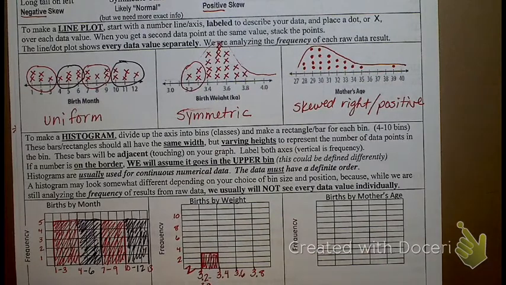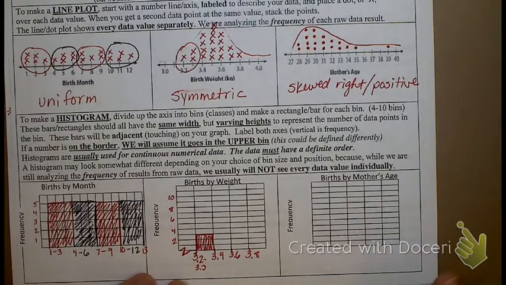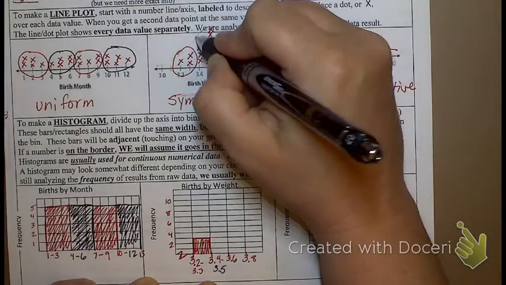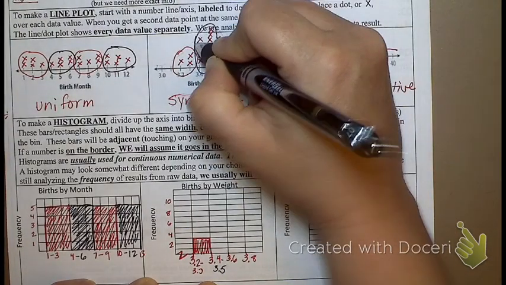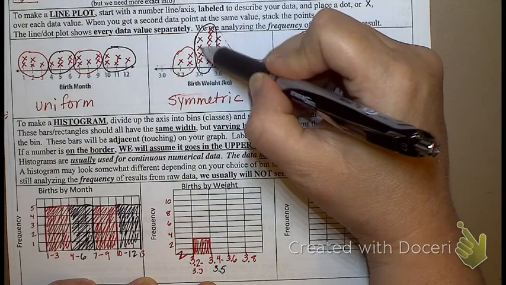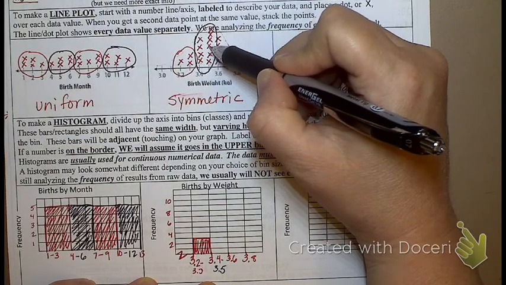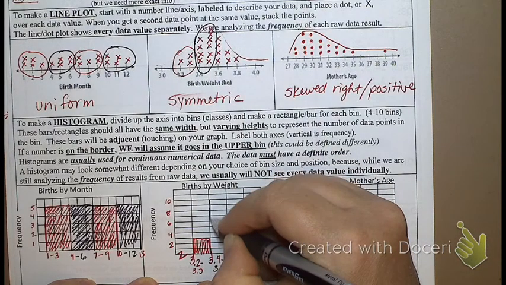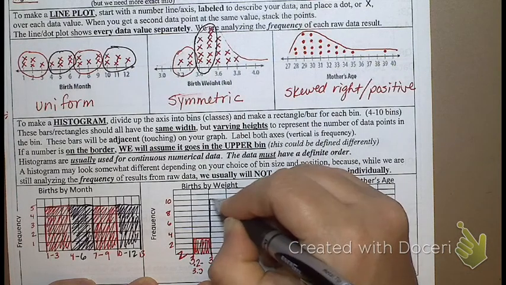So far, so good? Next one would be 3.4 to 3.5 because the next one starts at 3.6. So I need all my 3.4s and my 3.5s. 1, 2, 3, 4, 5, 6, 7, 8, 9, 10. That's a lot, isn't it? So that's definitely a bigger bin.